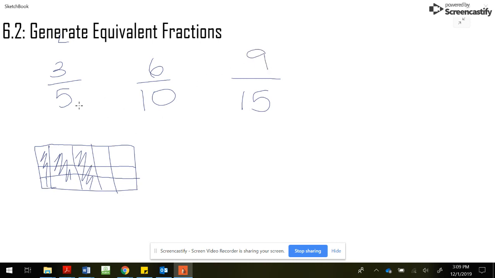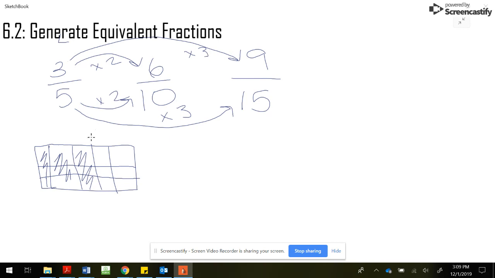What you'll see we're doing from here to here, I multiplied by 2. And on top, I multiplied by 2. Here, from 5 to 15, I multiplied by 3. Up here, I multiplied by 3. It's really how we break it up. That's how it goes back to that visual part. So the trick to make this really easy for us is to just pick a number, multiply the same on top and on bottom, and you've got an equivalent fraction.